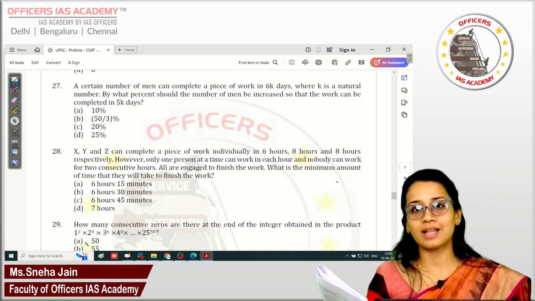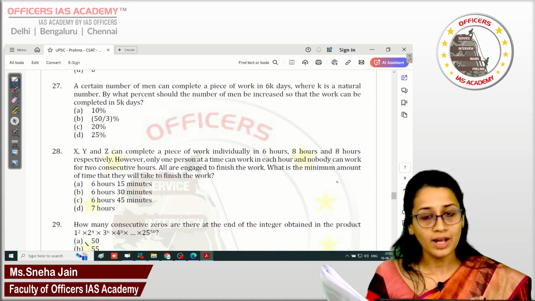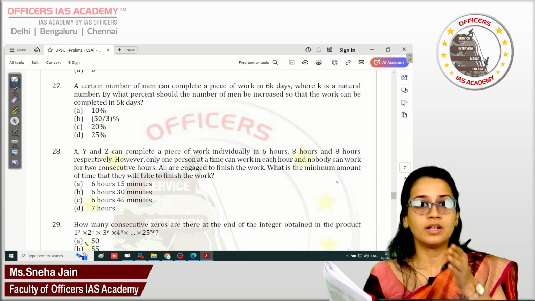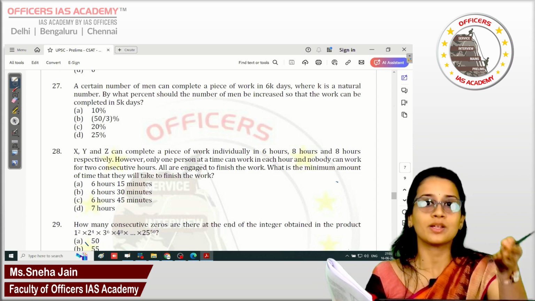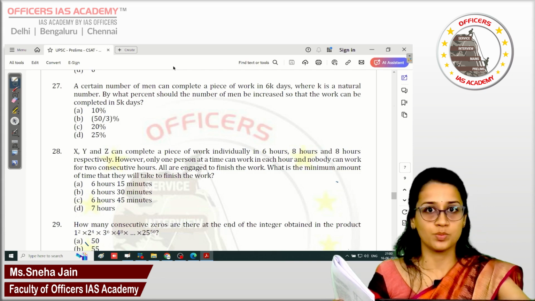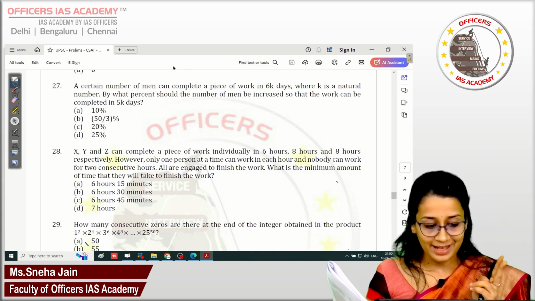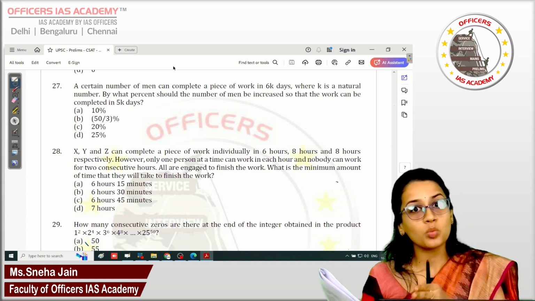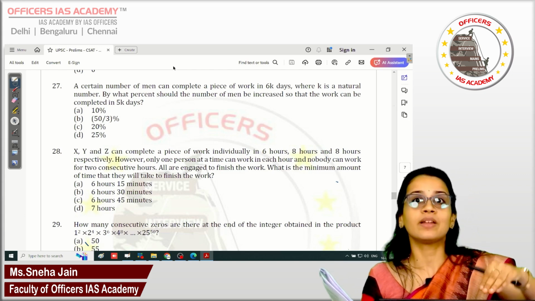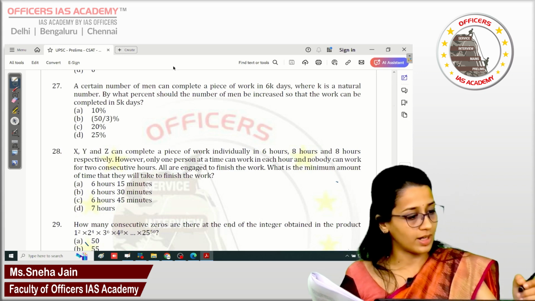See, try to understand the question. All 3 are engaged in finishing the work. But they aren't working together. So X is working individually, and after he finishes, Y is working. If Y is finishing, then either X is working again or Z is working. Clear? So they are not working together. Also, the second condition is a person cannot work for 2 consecutive hours. So X cannot work for 2 hours consecutively, and Y also cannot work 2 hours consecutively. That is also not possible. So shall we go ahead and try to solve this question?